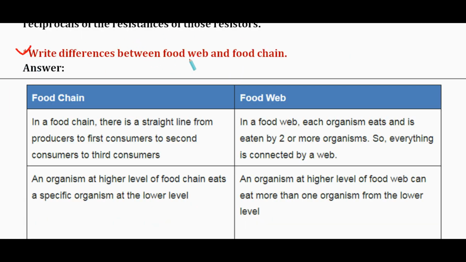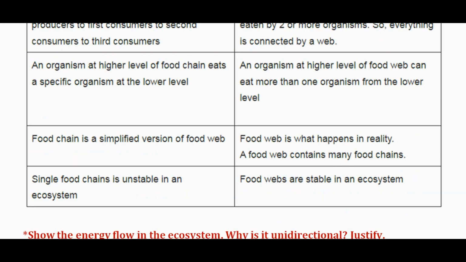Now the question: write differences between food web and food chain. This is the difference. In a food chain, there is a straight line from producer to first consumers to second consumers to third consumers. In a food web, each organism eats and is eaten by two or more organisms, so everything is connected like a web. An organism at a higher level of a food chain eats a specific organism at the lower level. An organism at a higher level of a food web can eat more than one organism from the lower level.